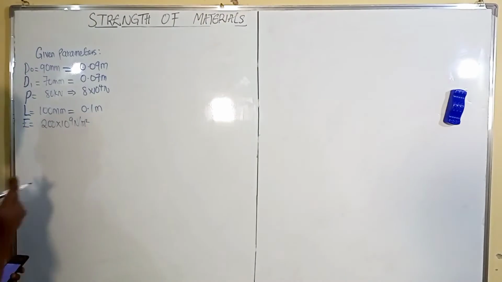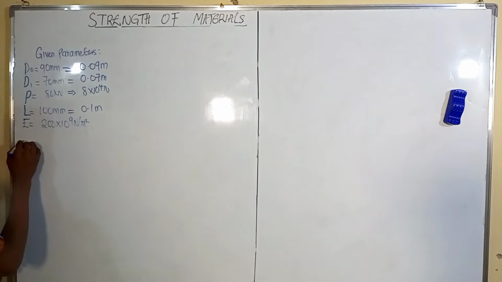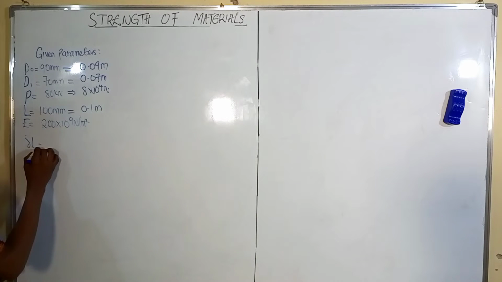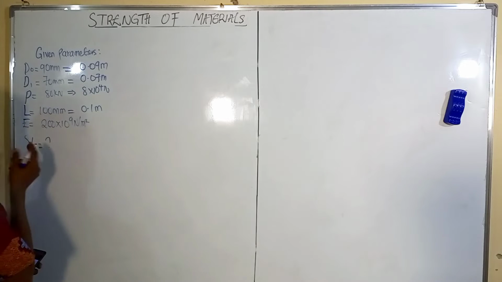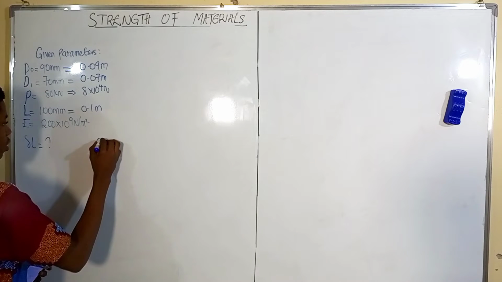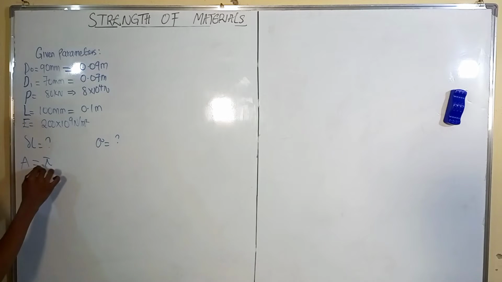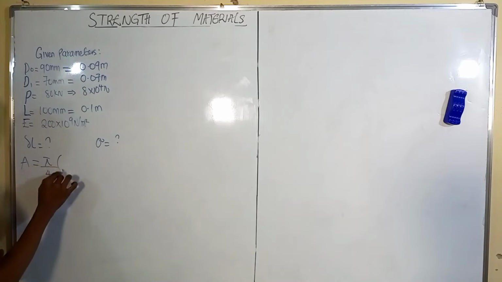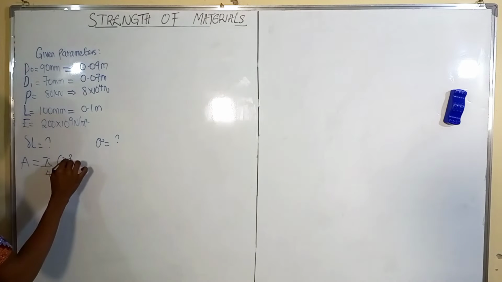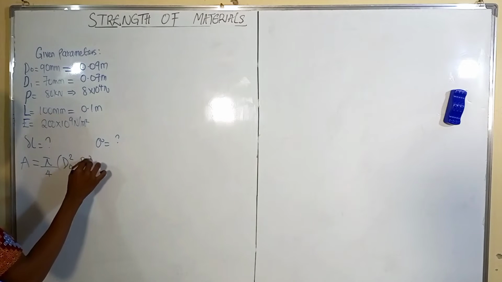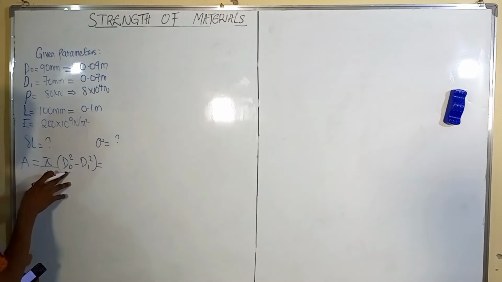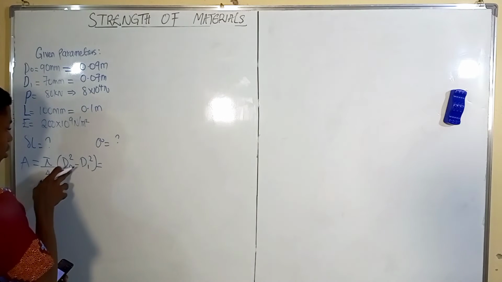So let's calculate first of all the extension, which is more like the contraction, the total contraction. Then I'll calculate the stress. Now first of all, we can do it two ways. The area of this, I told you in our last video, is pi over 4 times the square of the external diameter minus the square of the internal diameter.